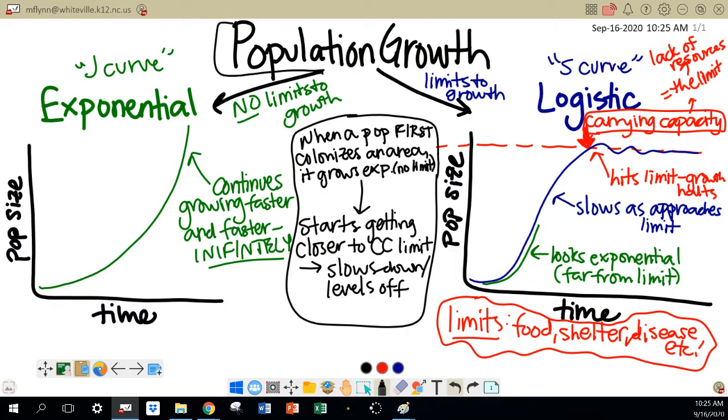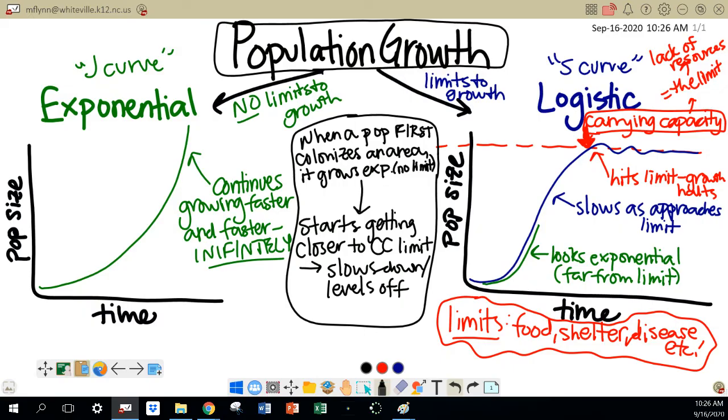The differences there are whether there's a limit or not. If there is not a limit, it's just going to grow super, super fast, and it's going to continue growing faster and faster infinitely with exponential growth. So it looks kind of like a J. We call that the J curve.